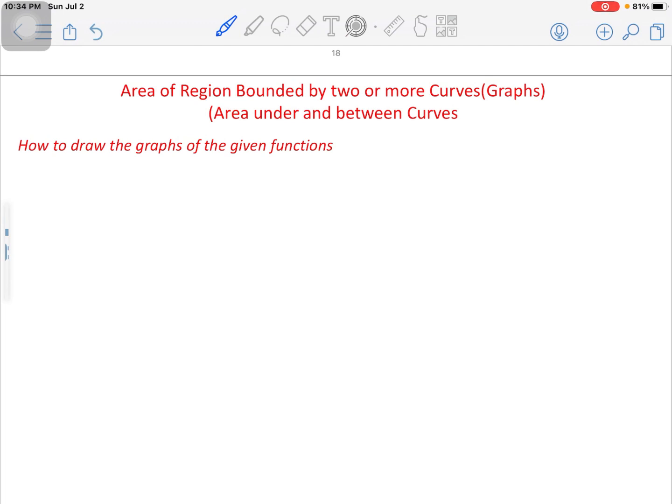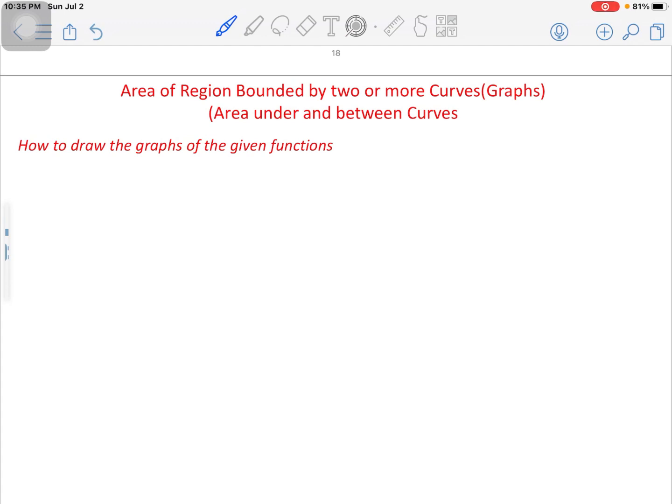Before you'll be able to calculate the areas between these two curves, you need to be able to just draw the function or sketch the graph of those particular functions. If you are not able to sketch the graph of those particular functions, there's no way that you can tackle such questions unless maybe it's just by guessing or something like that. So because of that, we are going to tackle how to draw the graphs of these given functions when such questions are being given to you to determine the area under or between curves.